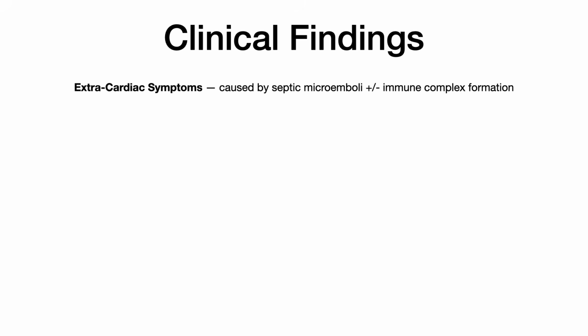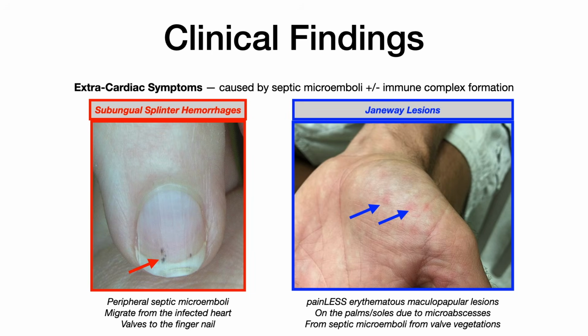Now let's continue here. So the extracardiac symptoms, these are what you want to look for in your exam. These are caused by septic microemboli plus or minus immune complex formation. So the first big one is subungual splinter hemorrhages, and you can see a nice image of that here. Basically, peripheral septic microemboli get thrown off. They migrate from the infected heart valve and they end up under the nail. Subungual just means under the nail.